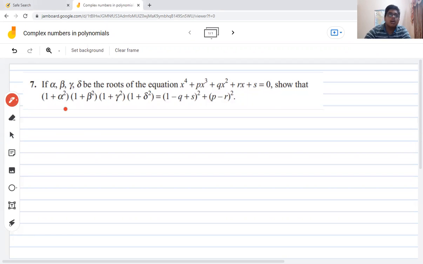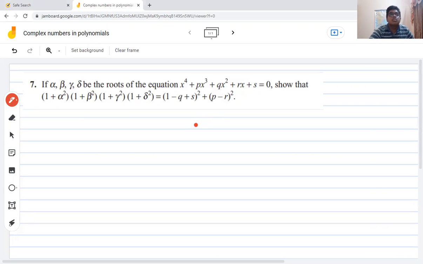This problem says that if alpha, beta, gamma, delta are the roots of the equation x^4 + px^3 + qx^2 + rx + s = 0, show that (1 + alpha^2)(1 + beta^2)(1 + gamma^2)(1 + delta^2) is (1 - q + s)^2 + (p - r)^2.